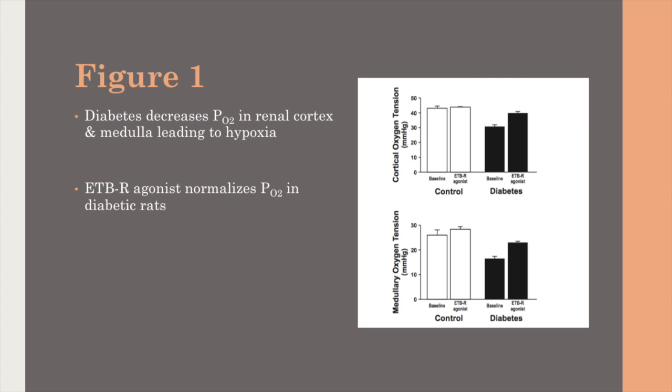In both the cortex as well as the medulla, we can see that baseline diabetics have much lower oxygen tension compared to controls. This means that diabetes decreases the oxygen tension in renal cortex and medulla, which leads to hypoxia. When ETB receptor agonist was added, the oxygen tension was normalized in the diabetic rats, inferring that treatment with ETB receptor agonist can in fact reconstitute oxygen tension within these rats.